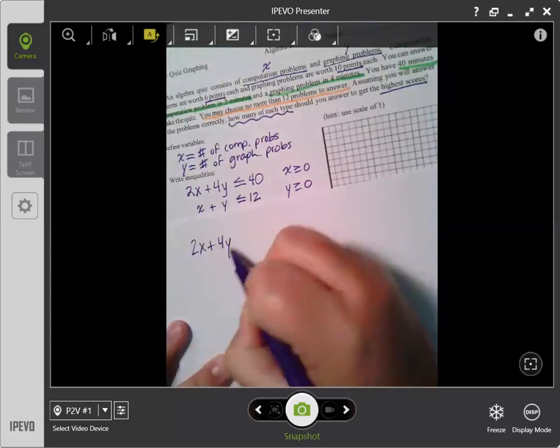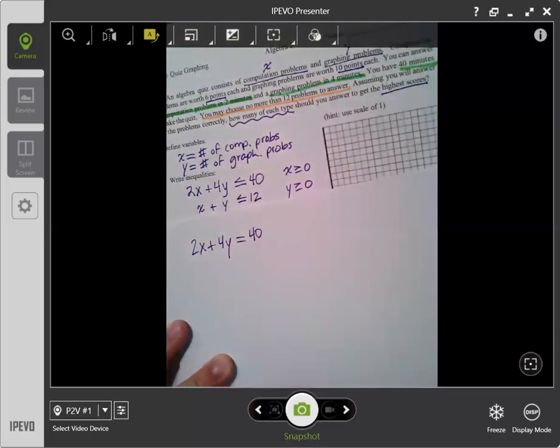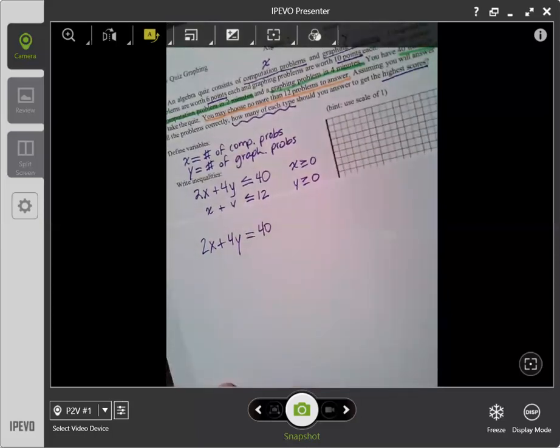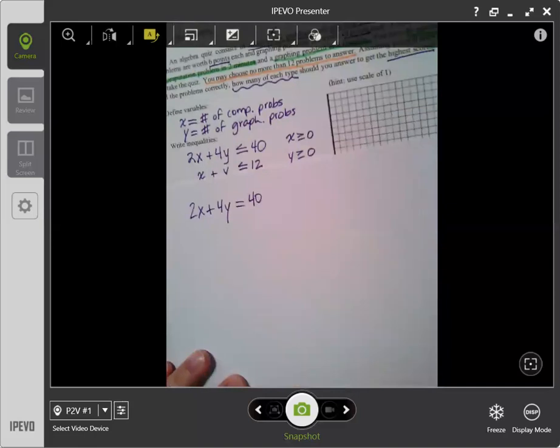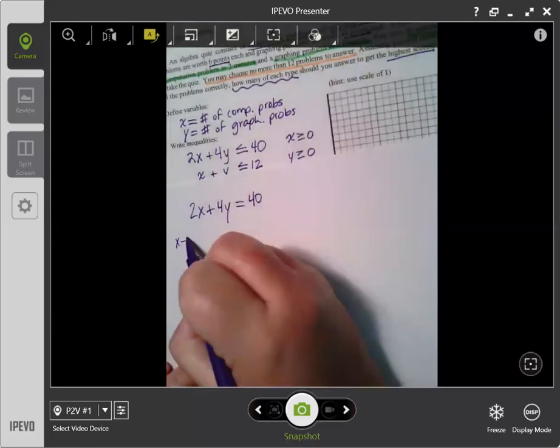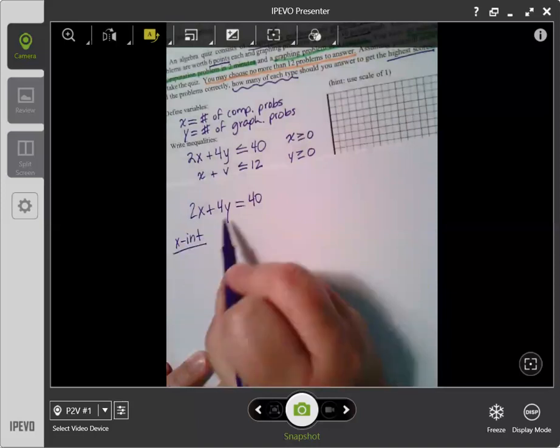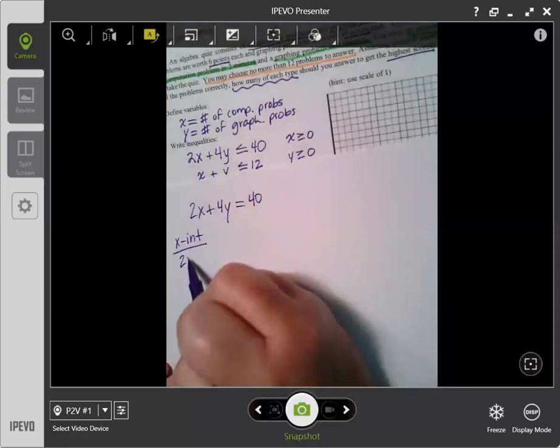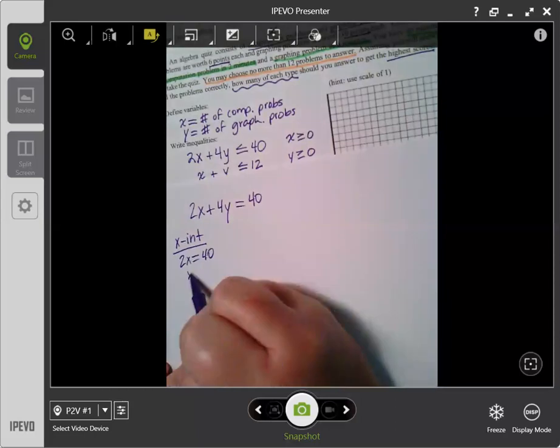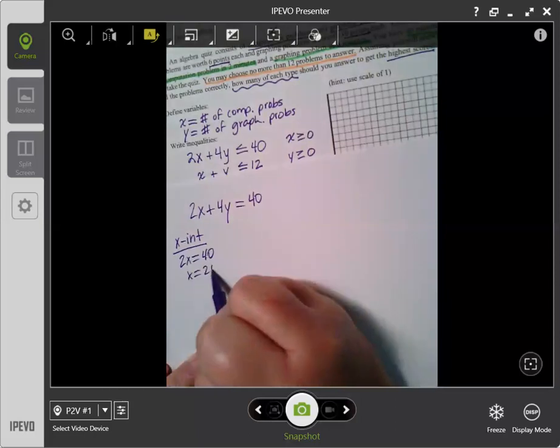And one way we sometimes graph is slope-intercept form, but the way we've been doing it mostly with these is finding the x and y intercepts. Meaning the x-intercept is where I plug in 0 for the y, which means 2x equals 40, x equals 20, and this point is on my graph.